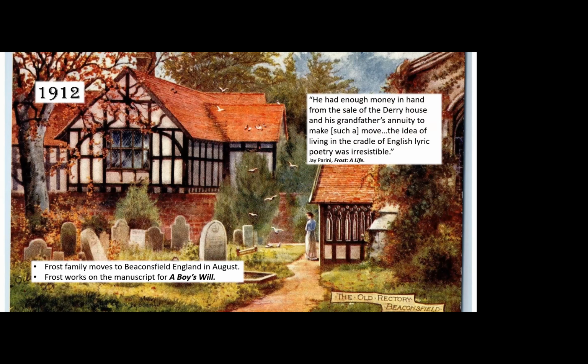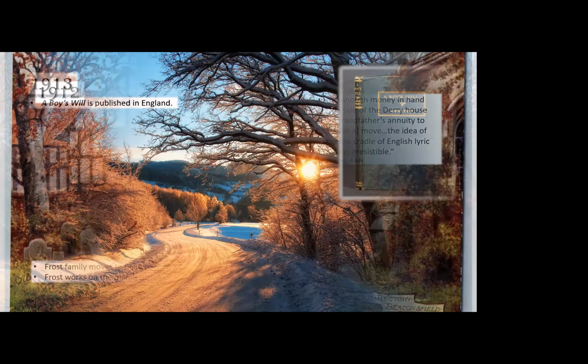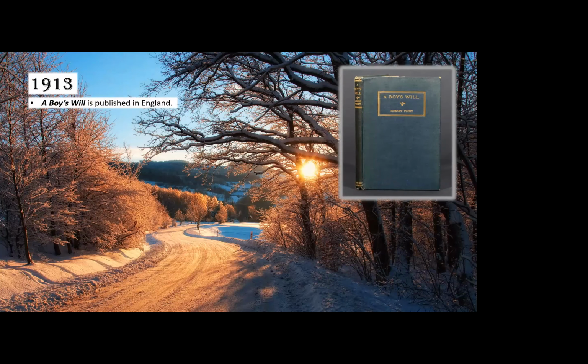The idea of living in the cradle of English lyric poetry was irresistible, and it was during this time that Frost worked on the manuscript of his first major book, A Boy's Will. Frost's first book, A Boy's Will, was published in England less than a year after he moved there. He was nearly 40 years old. That's quite a late bloomer in writing for a poet or a novelist.